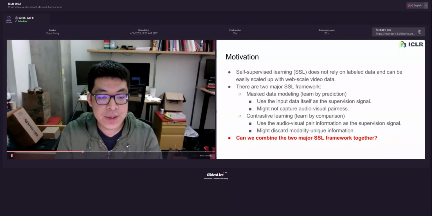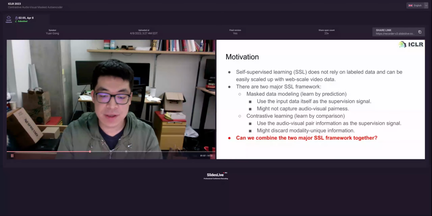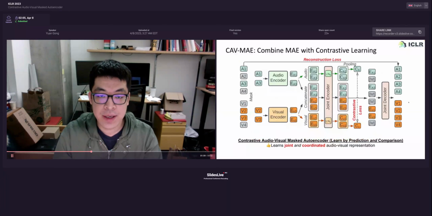Since both self-supervised learning frameworks have their advantages and disadvantages, a natural idea is, can we combine them together as a stronger one? That's what we propose in this paper. We call it CAV-MAE. CAV-MAE combines contrastive learning and masked data modeling and makes a single model learn joint and coordinated audiovisual representations.